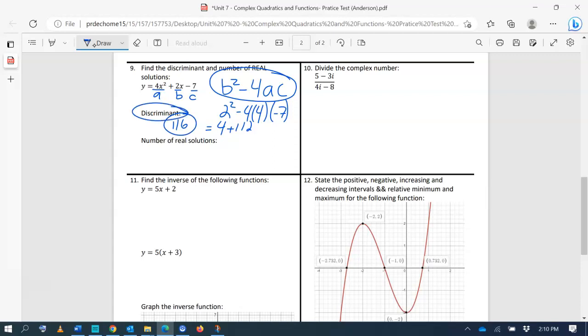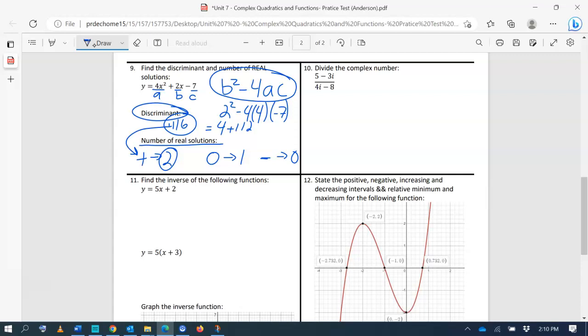The number of real solutions. This answer is dependent on this number. If this number is positive, then it is 2 real solutions, which is our case here. If it is 0, then you have 1 real solution. And if it is negative, then you would have 0 real solutions. So in this case, the number of real solutions is 2 because our number is a positive 116.